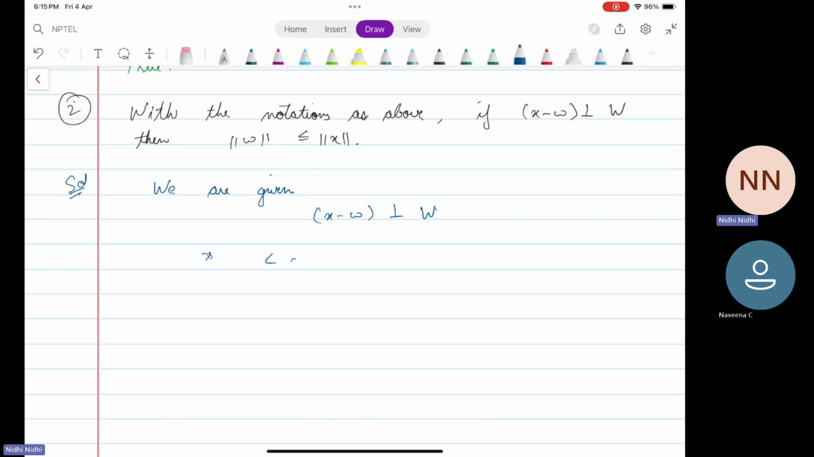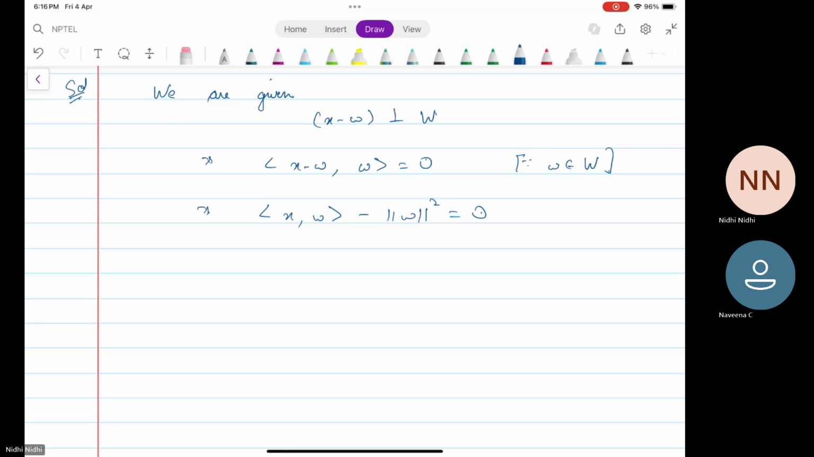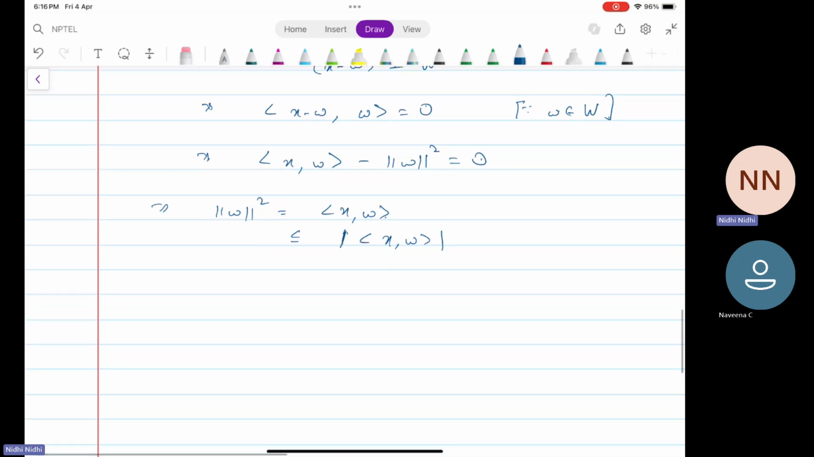This implies the inner product of x minus w with w is equal to 0, clearly because w belongs to the space W. And this tells us that, just by the properties of the inner product, I can split it. This is equal to 0. Therefore, norm w squared is equal to the modulus of the inner product of x and w, which is always less than or equal to modulus of the inner product of x and w, because every real number is less than or equal to its absolute value.